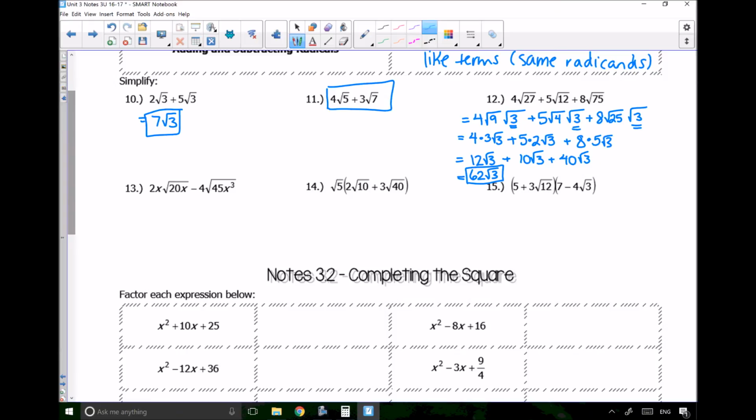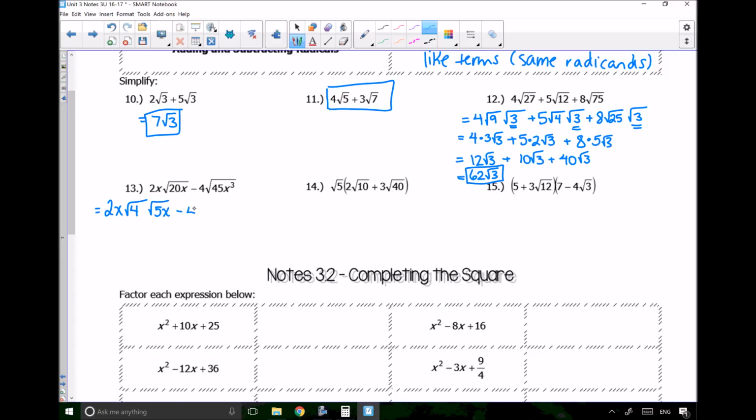So for 13, I'm going to do the same process. I'm going to try to simplify each radical so that way I can see if I have any common radicands, because at this point in time, I don't. So first thing I'm going to do is copy down the 2x. And then I'm going to look at 20x. And 20, the largest perfect square I can divide 20 by is 4. And then I have a 5 left over because 4 times 5 is 20. And then x can't be square rooted, and there's nothing else I can take out of x, so that's going to go with the 5.